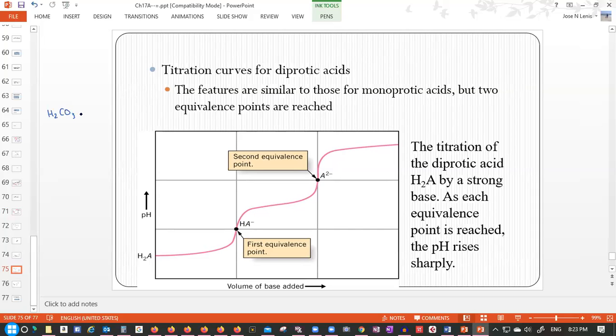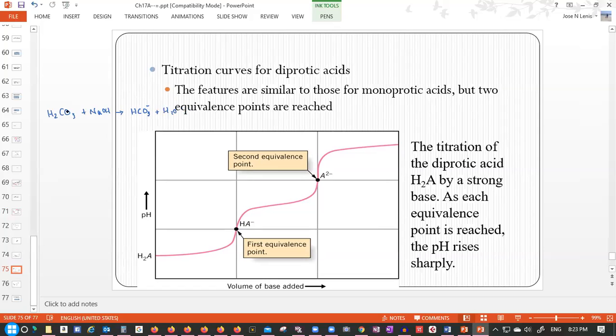So you will have, for example, H2CO3. Remember, titration of the first hydrogen will produce your first salt, which is HCO3 minus plus water. I'm including the sodium because sodium, again, is just a spectator ion, so you can add it there, plus sodium.